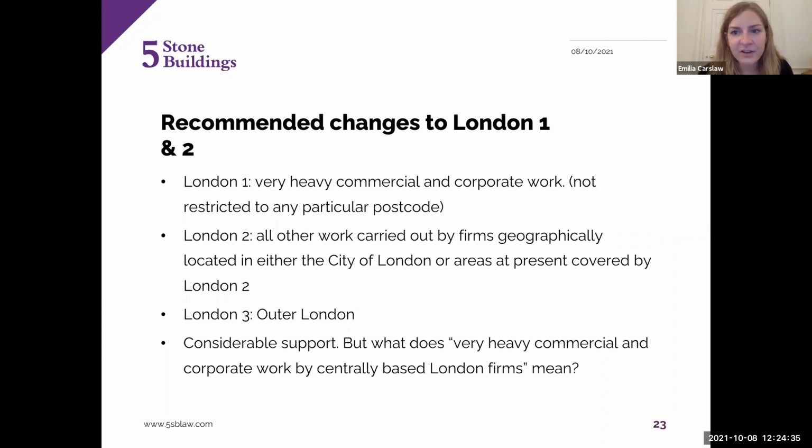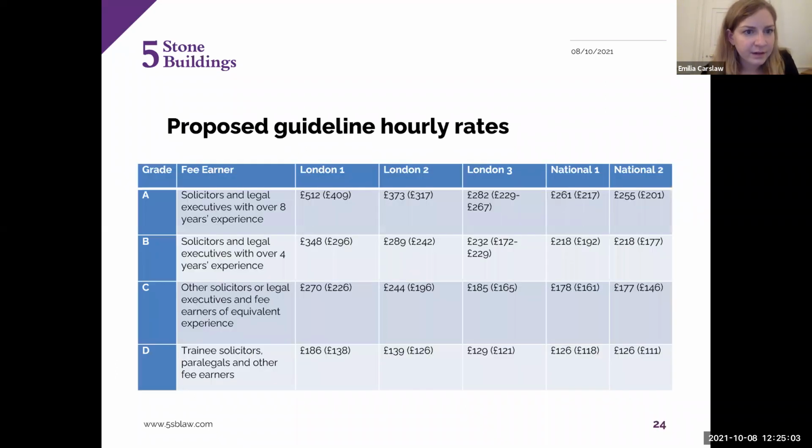A minority did challenge it, and particularly the question arose as to what actually very heavy commercial and corporate work by centrally based London firms meant. The working group accepted this could be a difficulty, but they were happy with it because they'd accepted what the senior cost judge and the SCCO masters had said, and they found it not too difficult to define. Next slide, please.